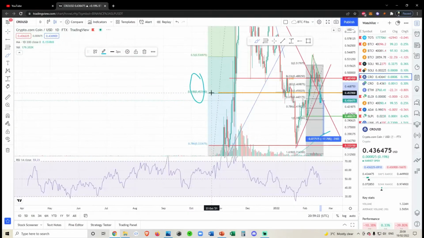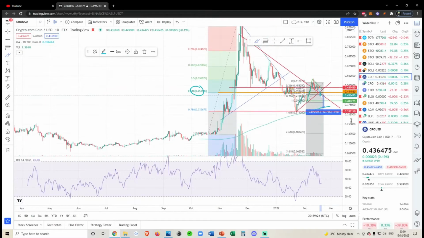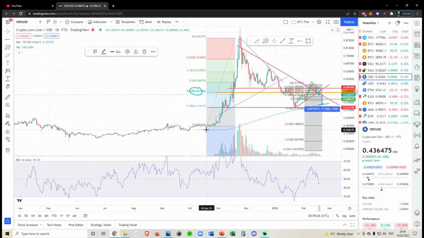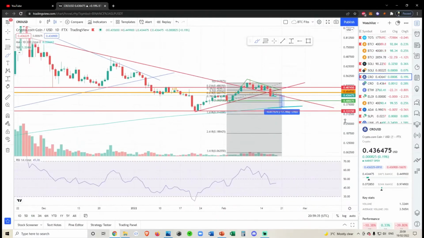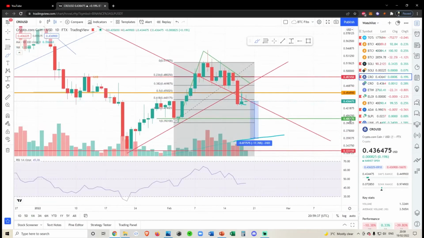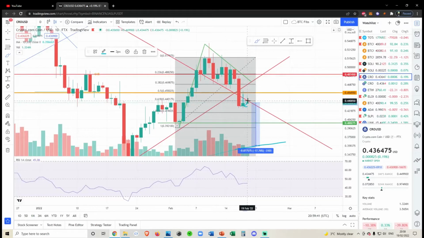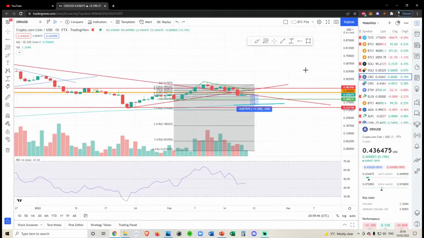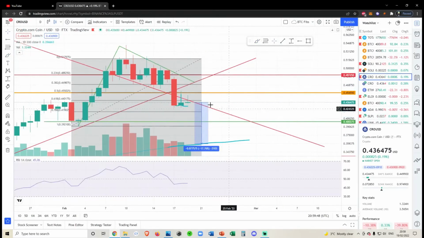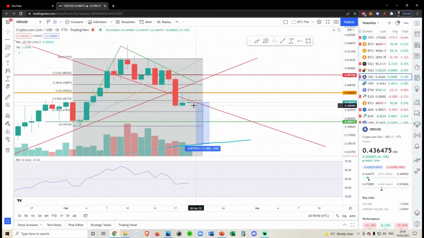So that orange line, if you're wondering, is the 0.618. This is the most important fib because this is from the bottom of where this bull run started to the top of where crypto.com topped out. So the 618 is very important. We back tested it, fell off the table, came back and tested this descending trend line, and now we are below that as well.